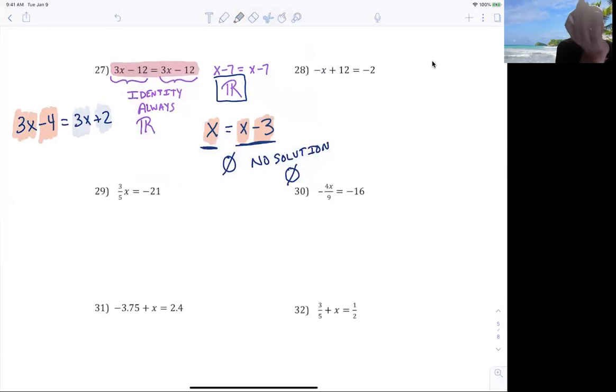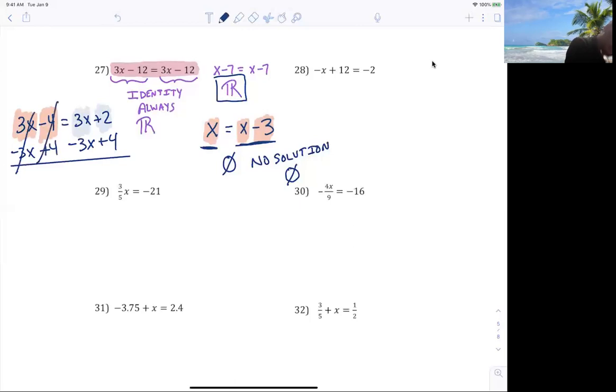Now, you might say, well, I'm not going to remember that. So there's a way in math to kind of show yourself whether it's an identity or whether it's no solution. So what I want to do is if I do a minus 3x plus 4 plus 4, this cancels, so I have 0 equals 6. Well, there's your contradiction. 0 equals 6. All right, because it's a contradiction, we would say it's no solution.